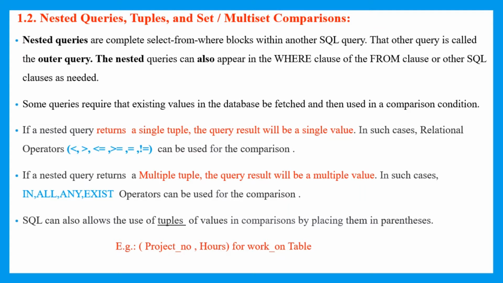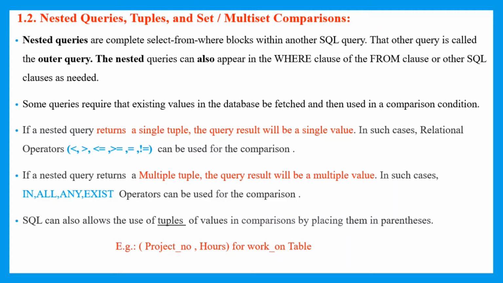If a nested query returns a single tuple, that query result will be a single value. In such a case, the relational operator can be used for the comparison. If a nested query returns multiple tuples, the query result will be multiple values. In such a case, the in, all, any, exists operations can be used for the comparison.